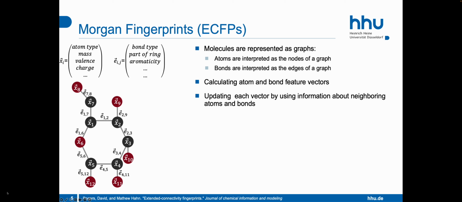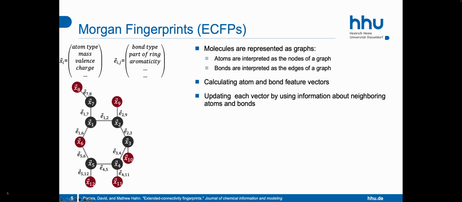This is true because if we imagine that we now update vector 1 again, we would, for example, use information about atom number 2. But since atom number 2 has been also updated, it already stores also information about atom 3 and 9. Hence, if we update atom 1 by using information from atom 2, we can also get information about atom 3 and 9.